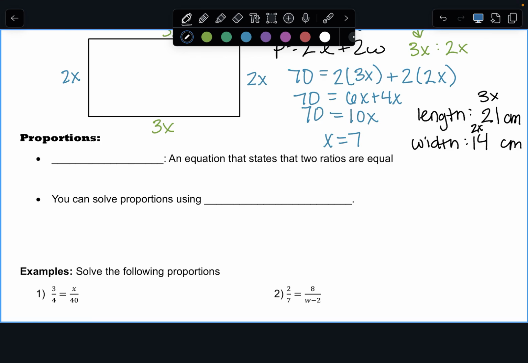Questions on that one? Any other questions on that one? Okay. That's the first half of this lesson, dealing with ratios.